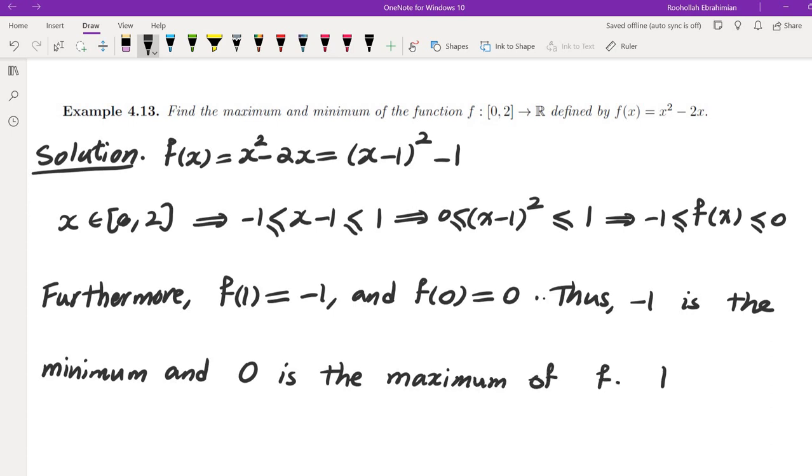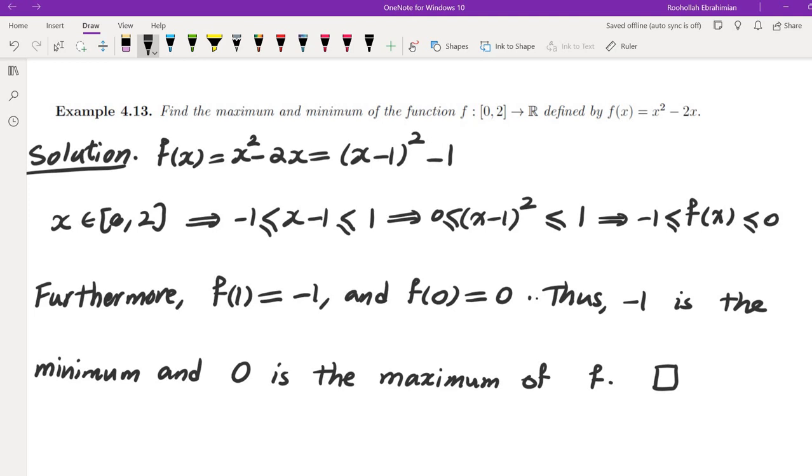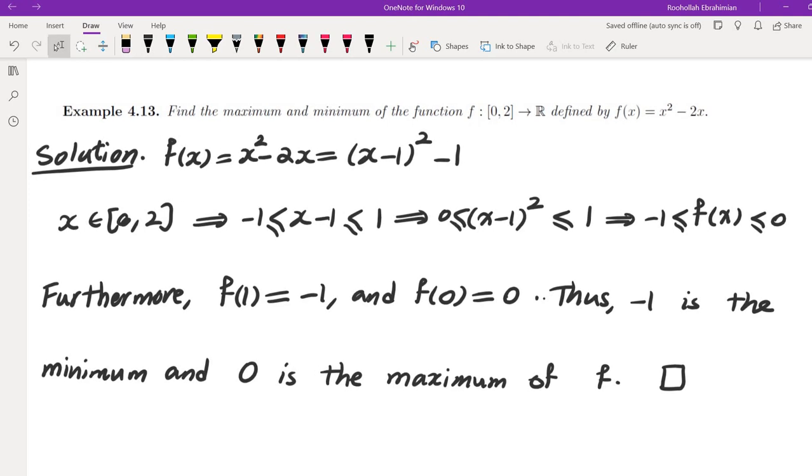of this function f. And that brings us to the end of this video.